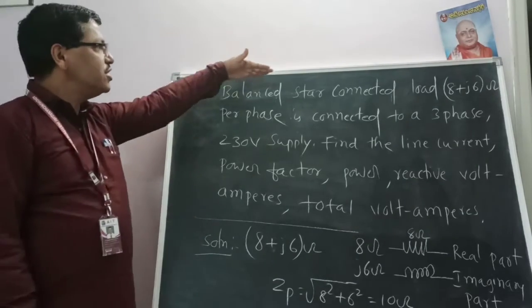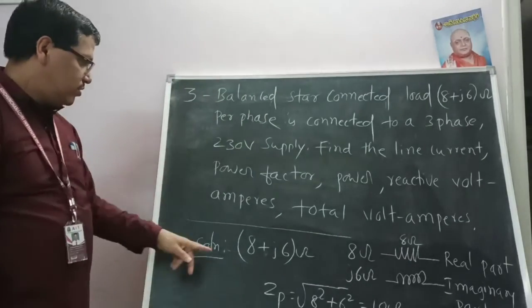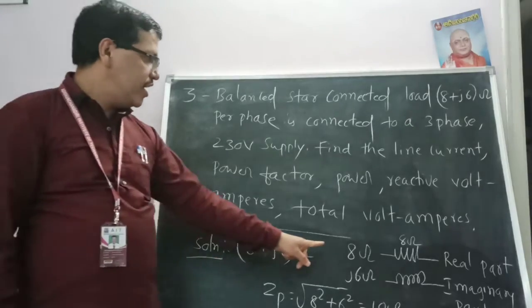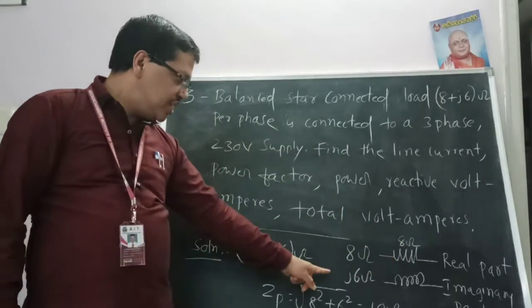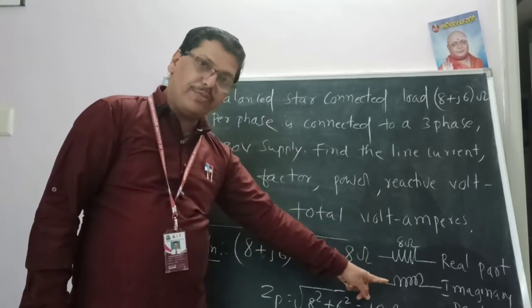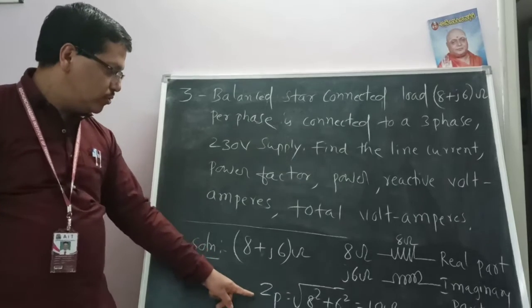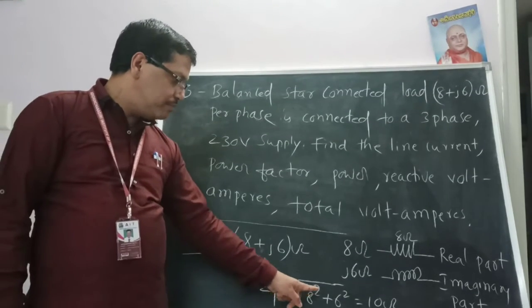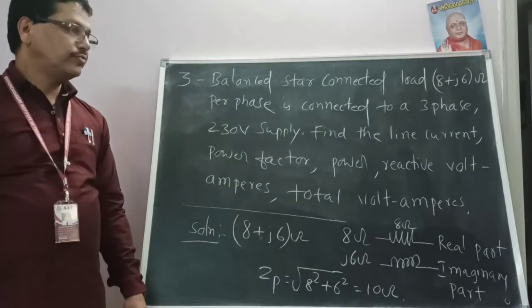Here the impedance is given in terms of 8 plus J6. 8 indicates the resistive part, the real part. J6 is the imaginary part, also called the inductive part. That is converted into the impedance. Once again, impedance is equal to the root of 8 square plus 6 square, which is equal to 10 ohms.